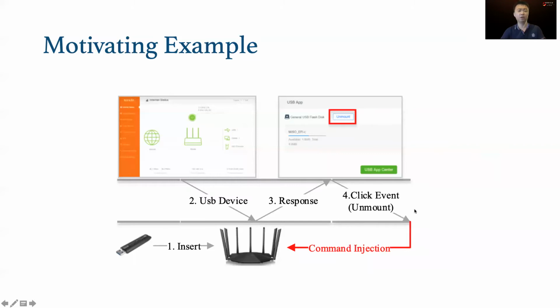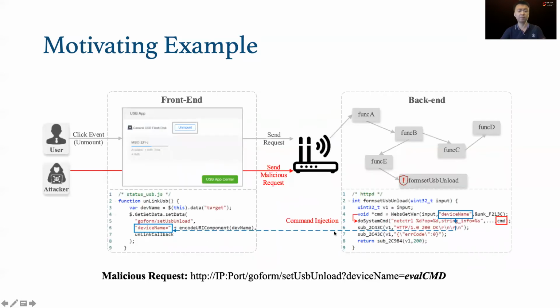Let's move on. This is our motivating example demonstrating a real-world vulnerability in routers. There are 4 steps to trigger this bug. First, a user inserts a USB flash device into this router. Then she can check it in the web interface and clicks a unmount button on the response page. Then this event is sent to the backend, and a command injection bug happens.